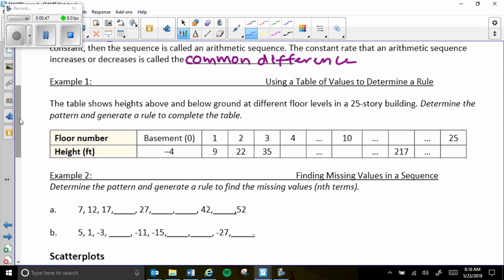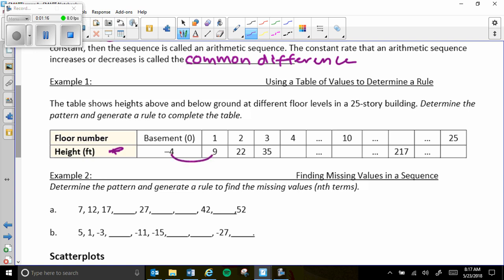It says the table shows heights above and below ground at different floor levels in a 25-story building. Determine the pattern and generate a rule to complete the table. So the first thing we're going to do is look at these bottom numbers. And we're going to see, because in our top it goes 0, 1, 2, 3, 4, so they're successive numbers. So we're going to look and see if each time we move a spot, is the rate constant? So do we have a common difference?